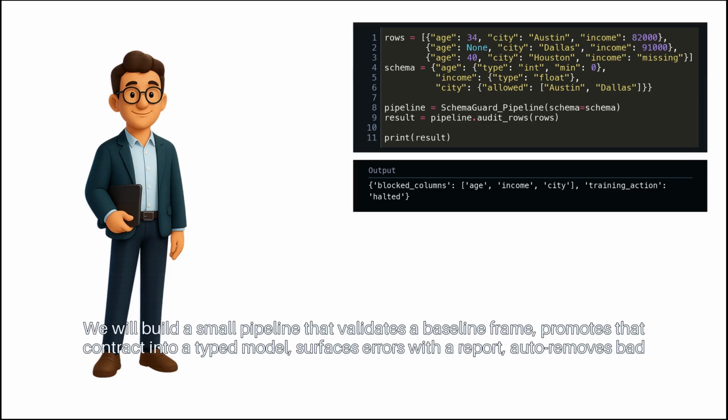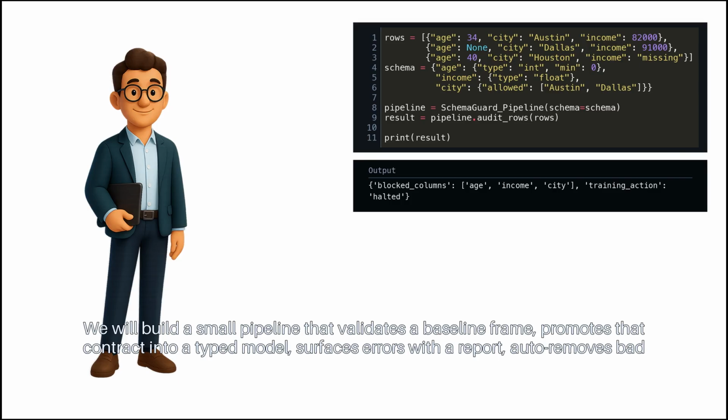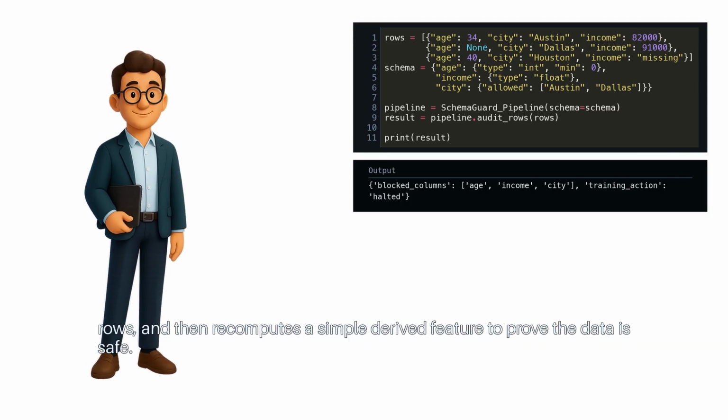We will build a small pipeline that validates a baseline frame, promotes that contract into a typed model, surfaces errors with a report, auto-removes bad rows, and then recomputes a simple derived feature to prove the data is safe.